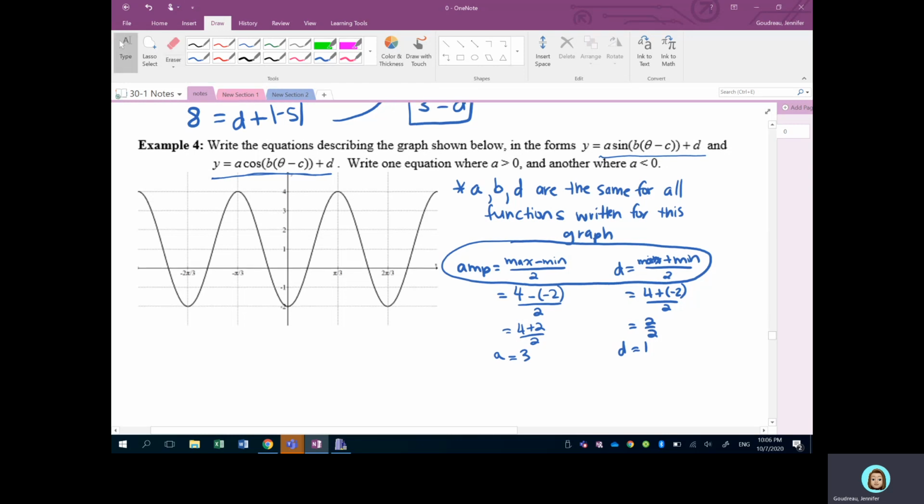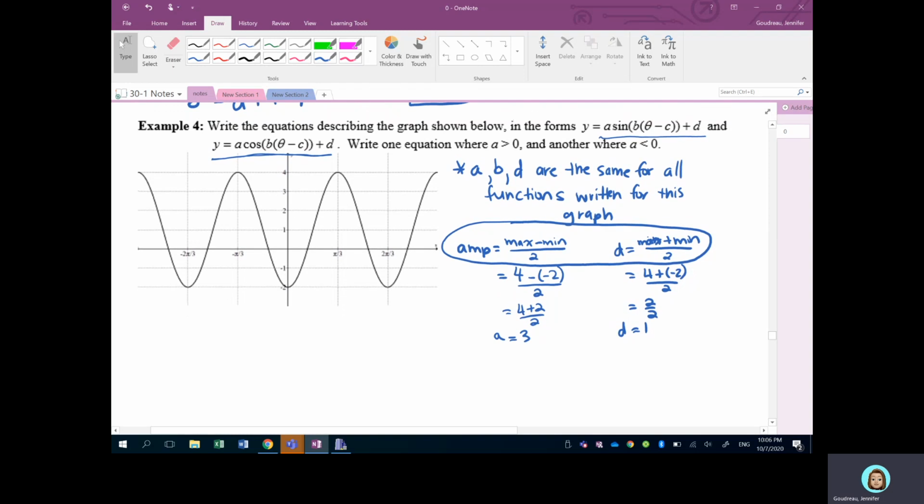Okay, so next we are going to find a C value. We have to decide where we want to start. For this example, I'm going to start with a sine function. So I'm going to look at sine theta, and specifically sine theta whose amplitude is positive. What that means is it starts at the midline and it starts to increase. It travels up to the maximum.